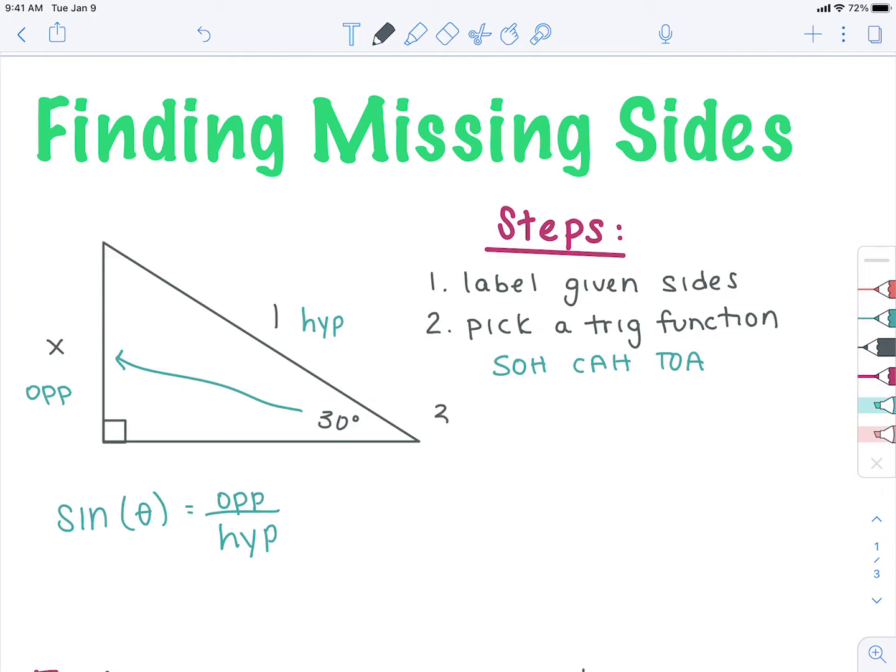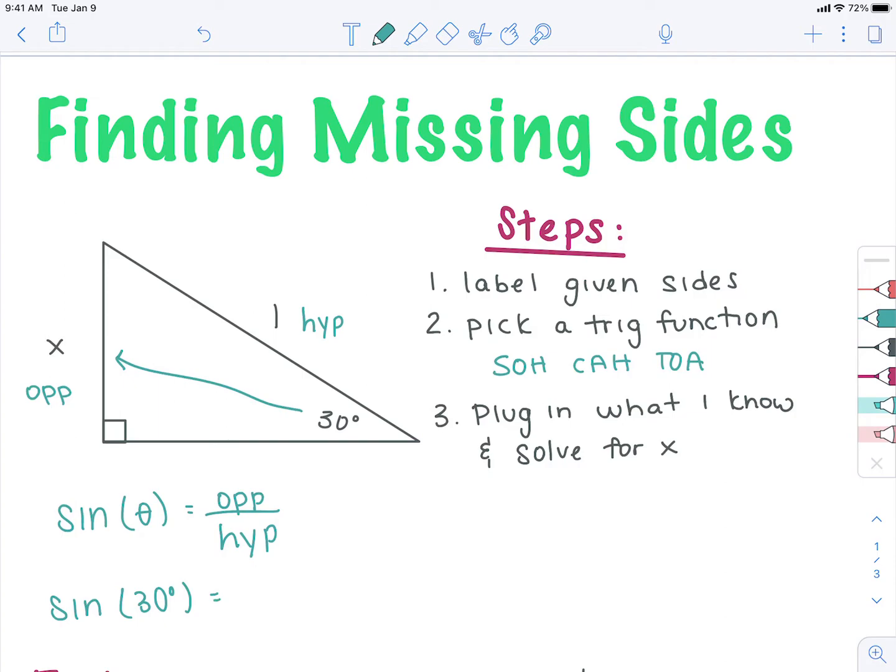After I pick out my trig function, I'm going to plug in what I know and solve for x. So now I know I'm using sine. I know my angle measure is 30, so I'm going to replace my theta with 30 degrees equals, I don't know my opposite, but they told me it was x, so I'm going to label it as x. And my hypotenuse is 1.